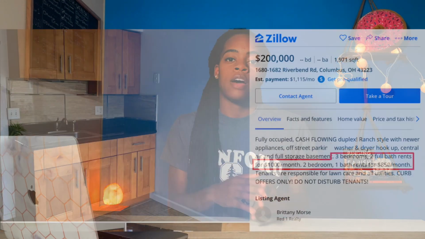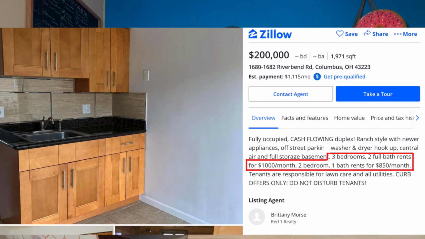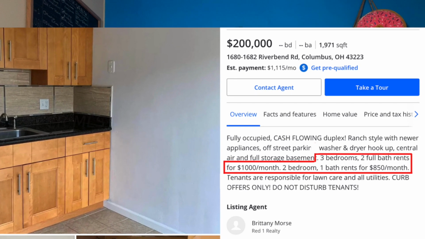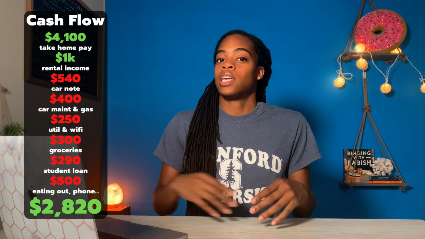Imagine that house was a $200,000 duplex like this one I found in Columbus, Ohio. It has a 3-bedroom, 2-bathroom that rents for $1K a month and a 2-bedroom, 1-bathroom that rents for $850. Now, let's imagine that our example person lives in that 2-bedroom, 1-bathroom unit, so they're not going to get that $850 in rent. But they are going to rent out that 3-bedroom, 2-bathroom unit, so they have $1,000 coming in rental income. That covers their entire mortgage payment and leaves their cash flow situation looking like this.